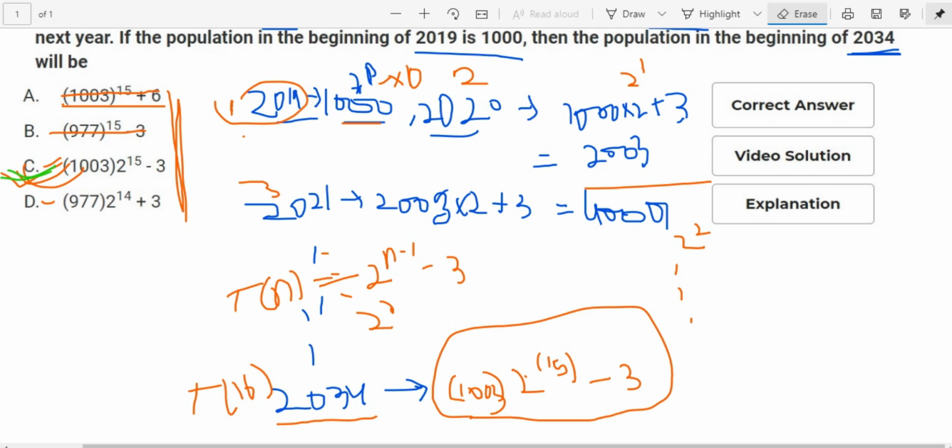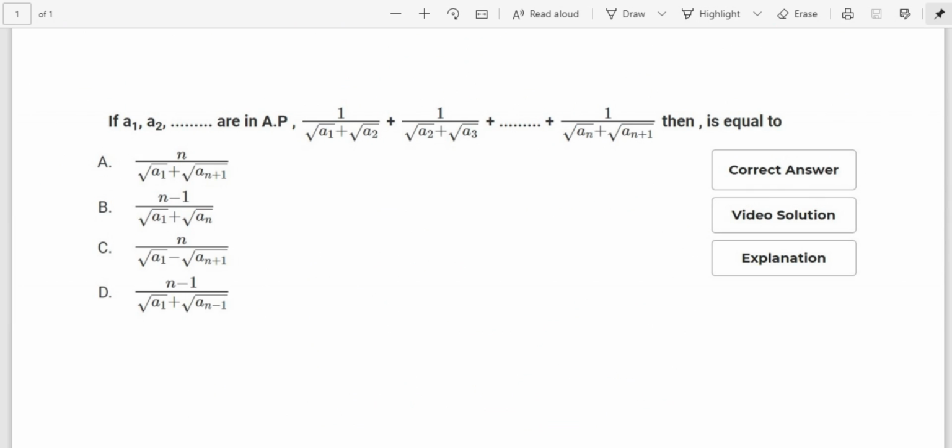Now we are going to the next question. Here it is also a sequence and series question. So we have to work with an AP, that is arithmetic progression. Here it is given that a1, a2, up to an are in AP.